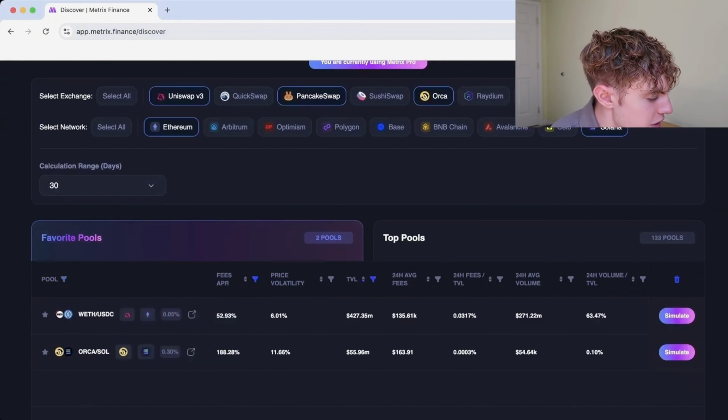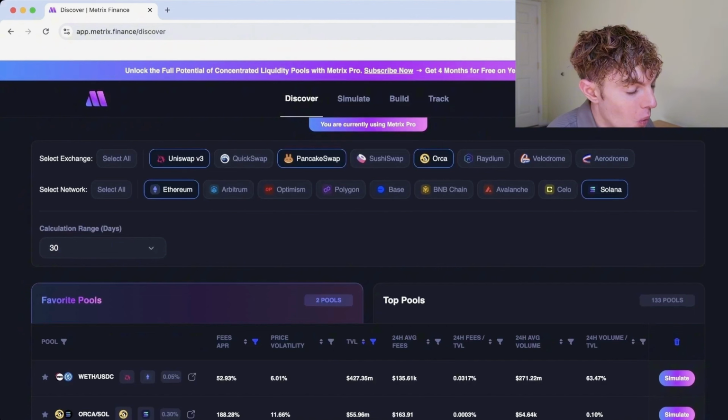So now I can see WETH to USDC and the Orca to Sol. Another thing we can do is check out Ethereum to USDC on other networks because I don't know what the best possible return is. And as you probably know, Ethereum to USDC is not only going to be on Uniswap Ethereum network. It could be on Uniswap Arbitrum. It could be on PancakeSwap Ethereum, so on and so forth.